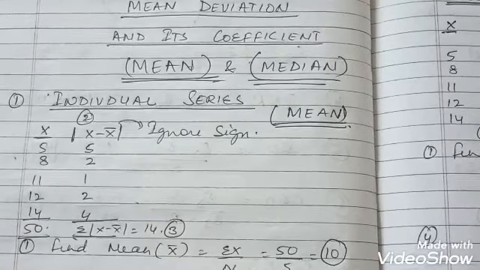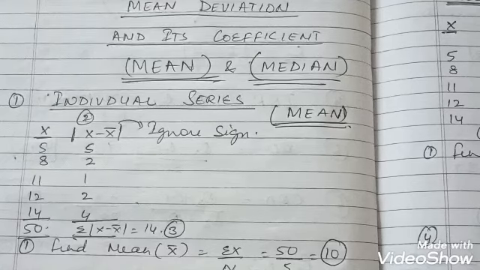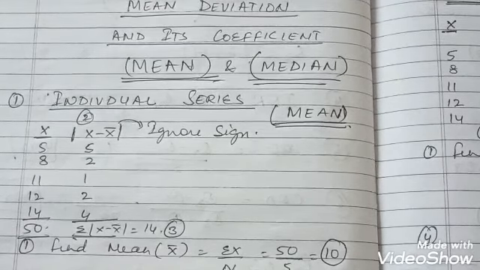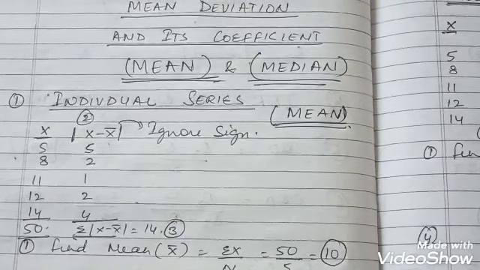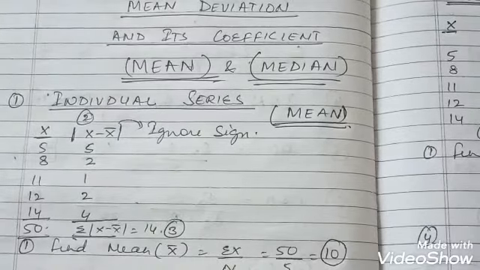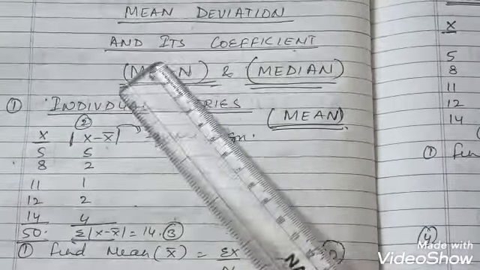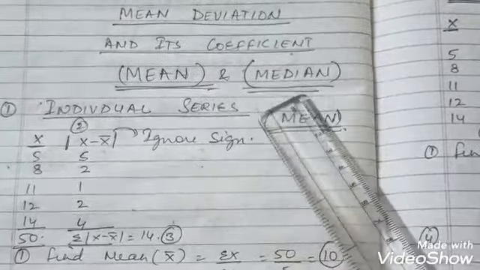Good morning, children. Today we are going to be understanding mean deviation and its coefficient. We are done with range and its coefficient, quartiles and their coefficient, and today we are going to do the third topic of dispersion, that is mean deviation and its coefficient.